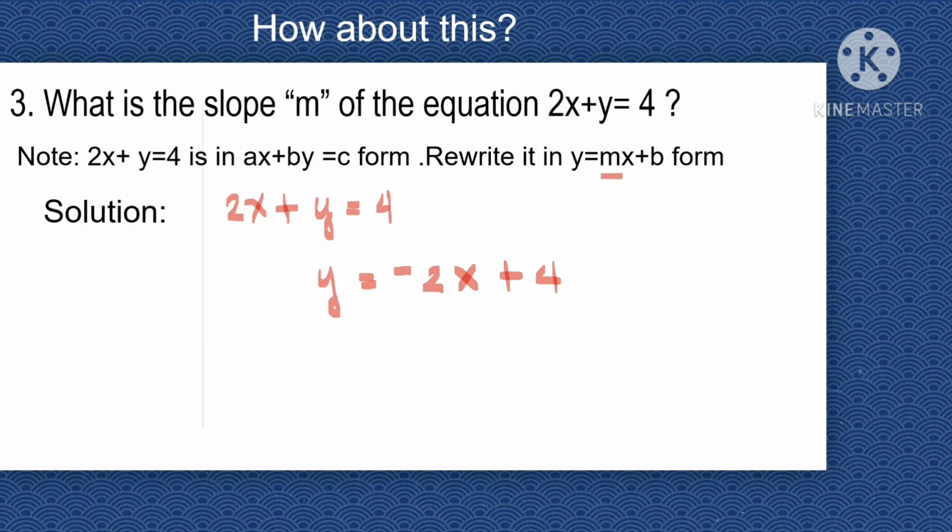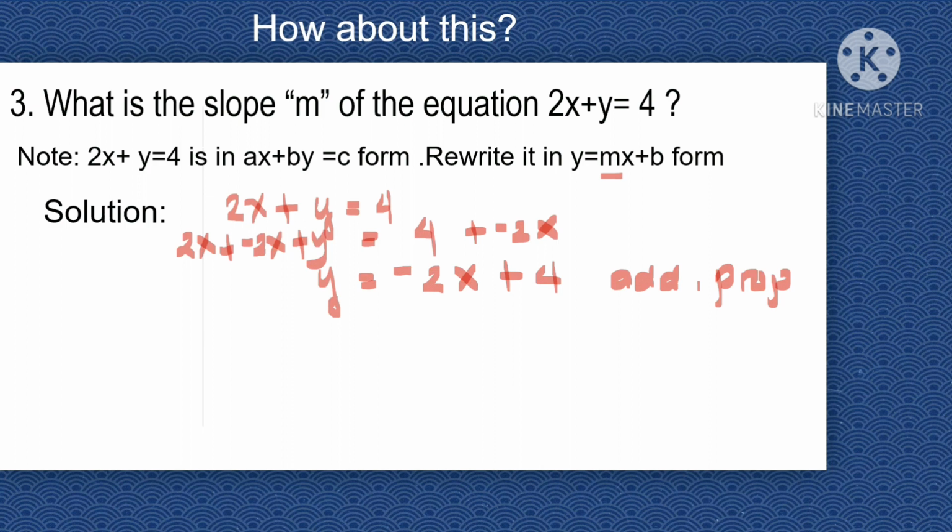How come? Because of the addition property. Sometimes they call it transposition method, wherein to retain y, we need to remove 2x by adding its opposite, which is negative 2x. And then y is positive. But whatever you do to the left side of the equation must be done to the right. So we also add negative 2x.